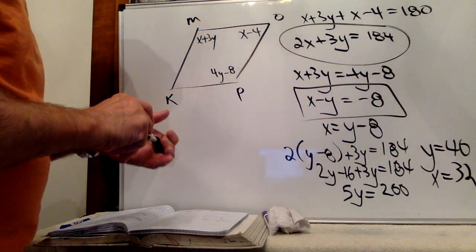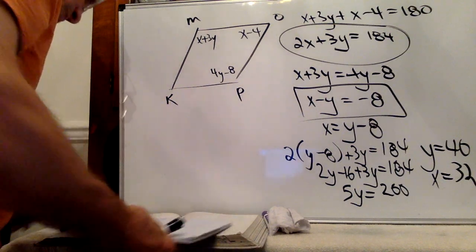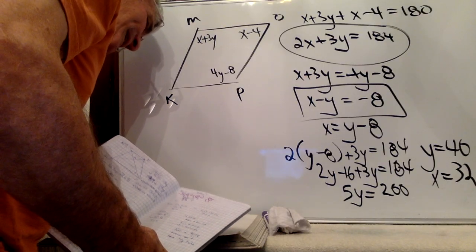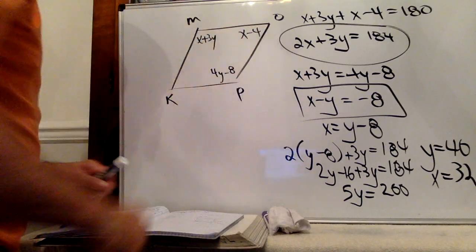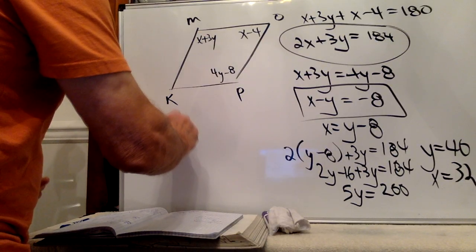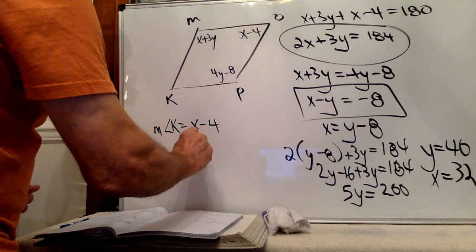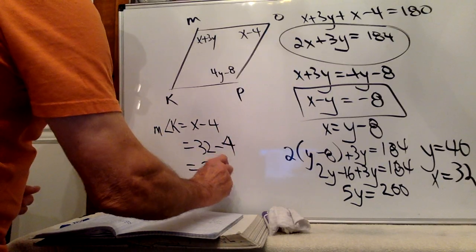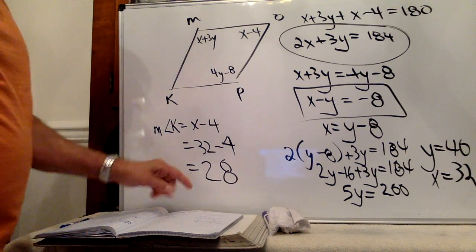Now, again, if you stop there, that's correct, but that wasn't the question. The question was, find the measure of angle K. K and O are opposite angles. They are congruent. So the measure of angle K is equal to x minus 4. X was 32. Therefore, the measure of angle K is 28 degrees.